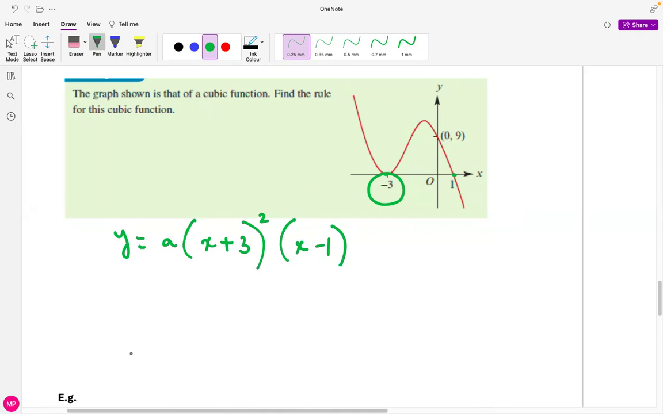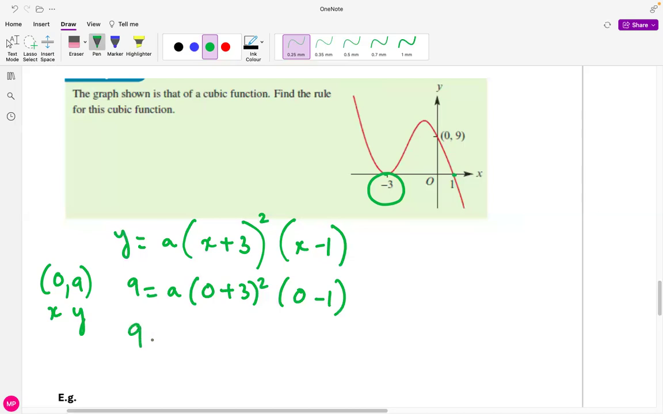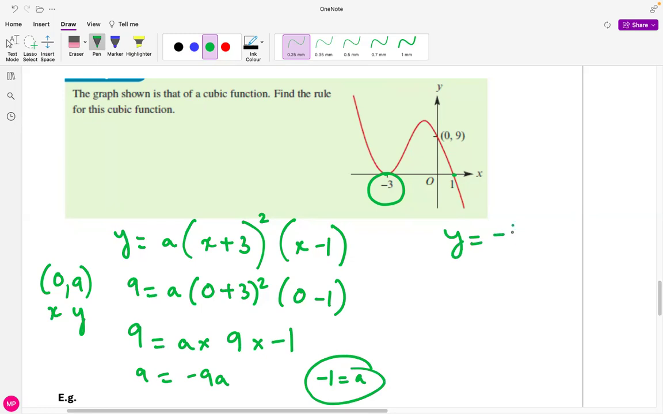Okay, and then they give the point (0, 9), so you just substitute it in. So 0 is x and y is 9. So we have 9 = a(0 + 3)²(0 − 1). So 9 = a times 9 times negative 1. So 9 = −9a, divided over negative 9, equals a. So you have the equation y = −1(x + 3)²(x − 1), like that. Okay.